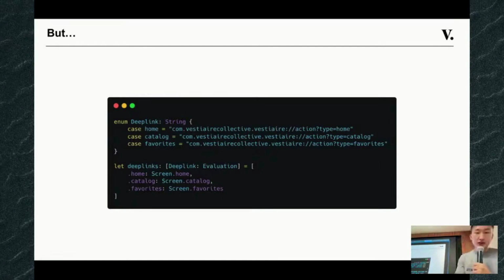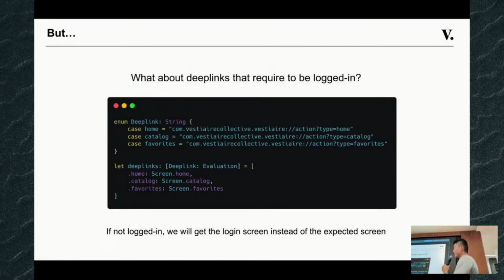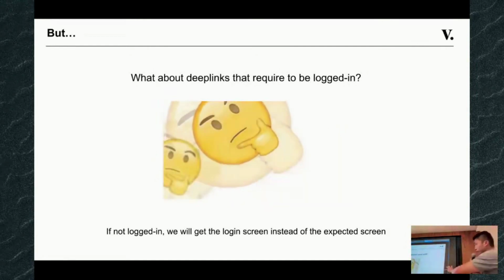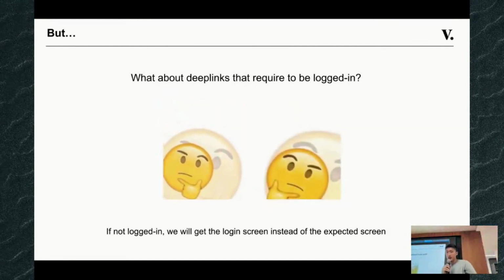Basically, here, the issue is that we have some deep links that will require to be logged in. For example, if you open the favorite deep link, of course, the user needs to be logged in. You cannot open the user's favorite if it's logged out. So if the user is not logged in, sorry, we will see the login screen instead of the expected screen. So here we can start seeing the limits of what we have built at the beginning, which is we need more flexibility, more granularity.